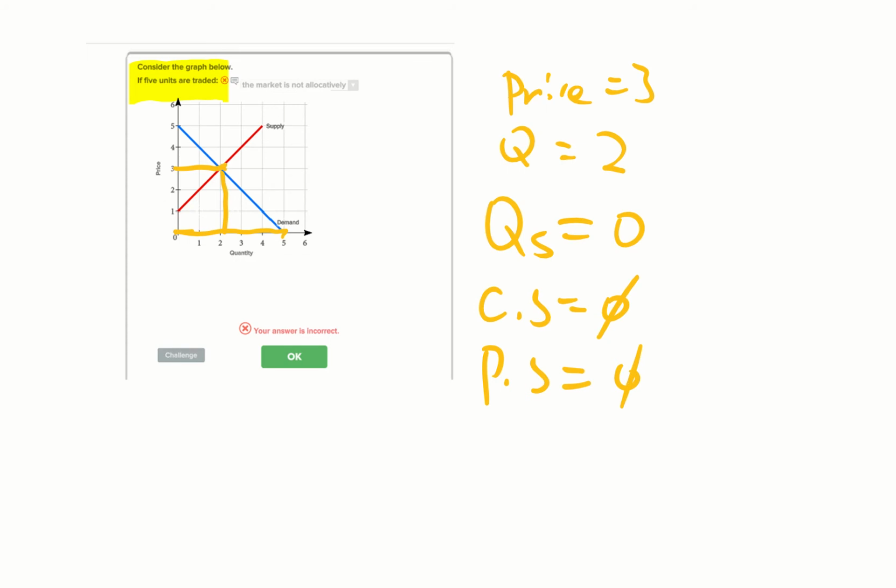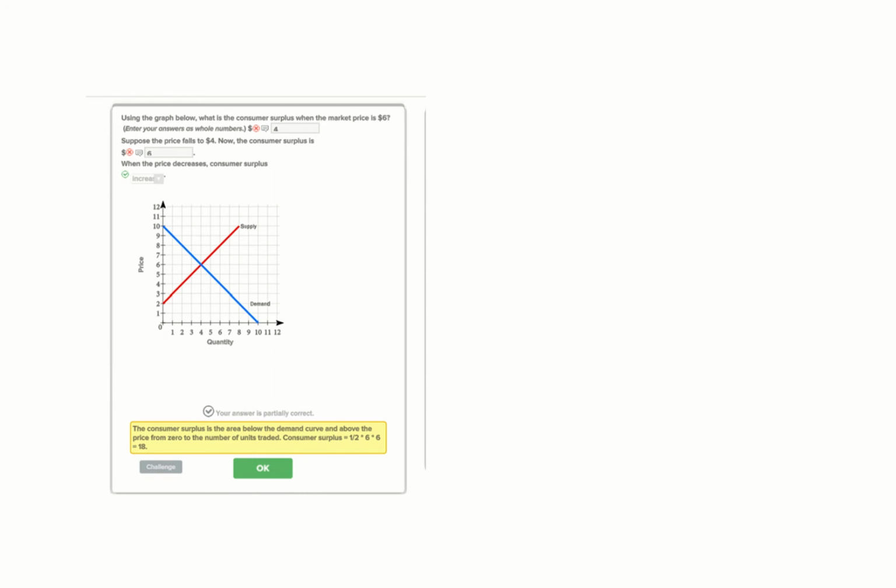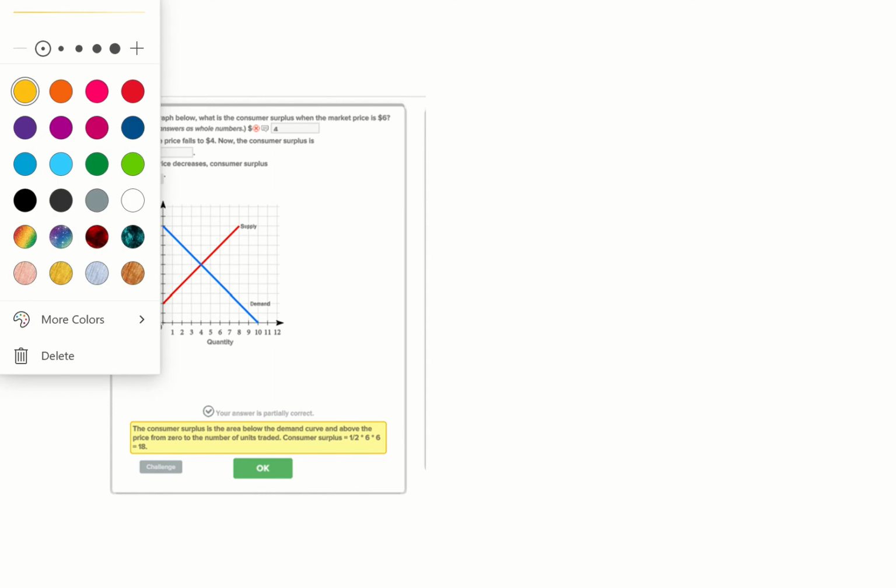So you have 0 consumer surplus, 0 producer surplus, and then your economic surplus will be just again equal to 0. Okay. All right. Next question. So using the graph below, what is the consumer surplus when the market price is at 6? All right. So if market price is 6, let me zoom a little narrower here.